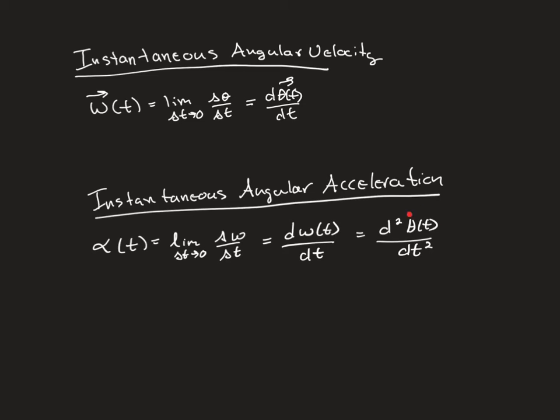Additionally, if you are given the position function, so angular position function, you could take the second derivative and that will also give you a function to find the angular acceleration at one particular moment.